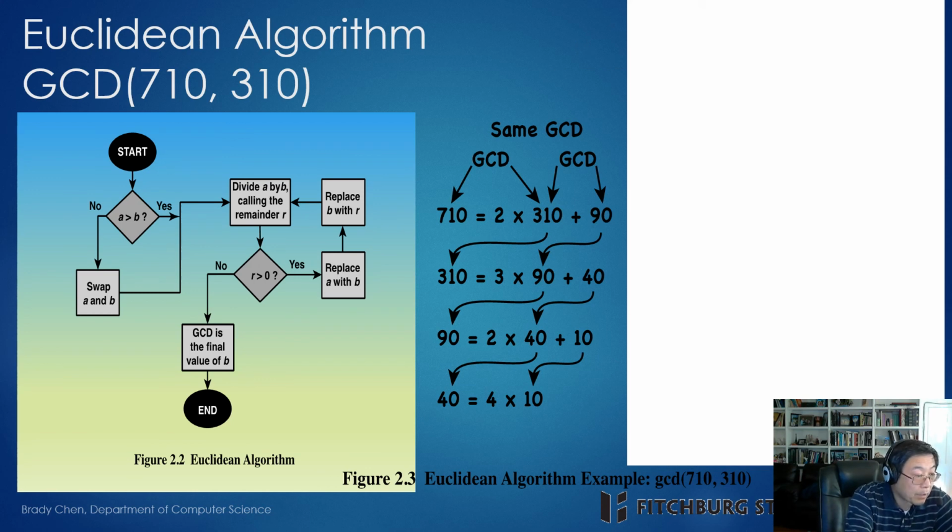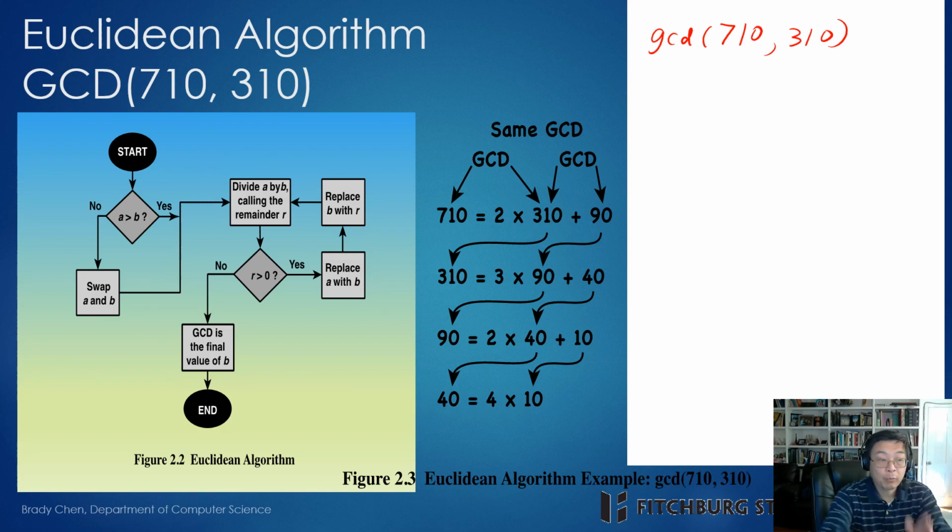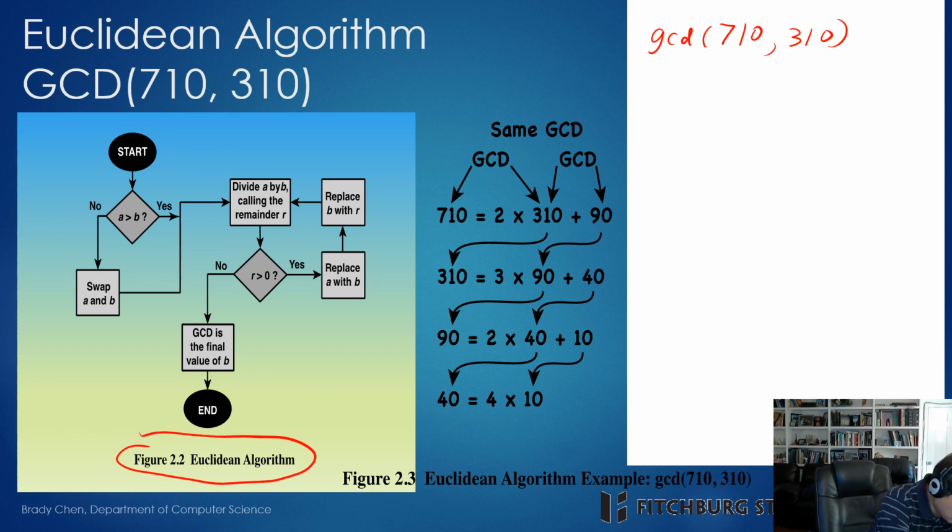Okay, here we can actually look at the example of finding the greatest common divisor of 710 and 310. Now the Euclidean algorithm is pretty simple. The idea is that in order to find the GCD of 710 and 310, we just need to repeatedly use the algorithm we just discussed in the previous part. So let's first look at the diagram and understand how we can actually do this.